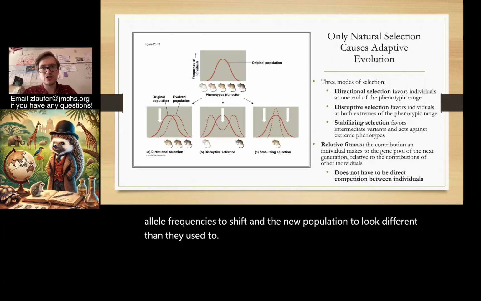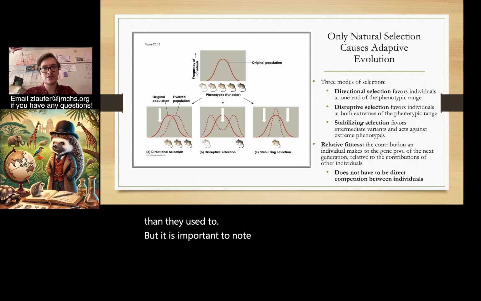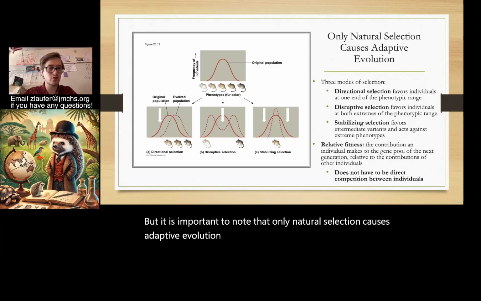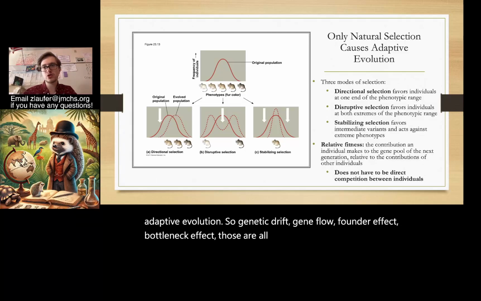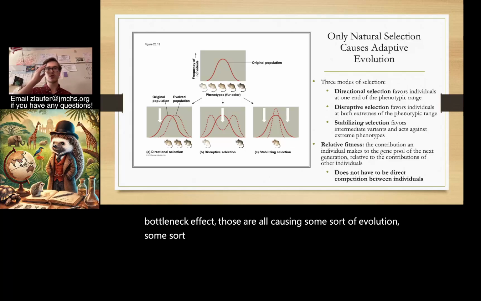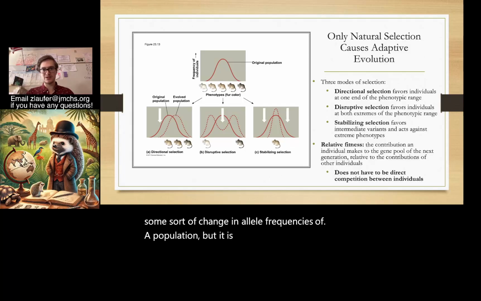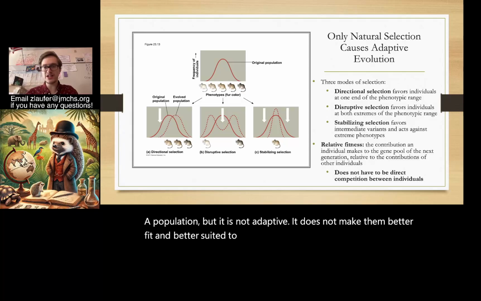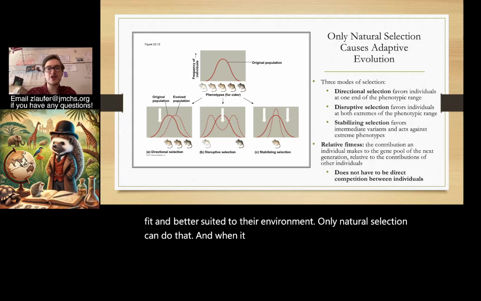But it is important to note that only natural selection causes adaptive evolution. So genetic drift, gene flow, founder effect, bottleneck effect, those are all causing some sort of evolution, some sort of change in allele frequencies of a population, but it is not adaptive. It does not make them better fit and better suited to their environment. Only natural selection can do that. And when it does, there are three different ways we characterize this.